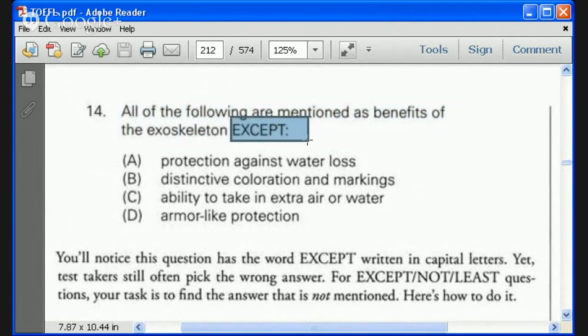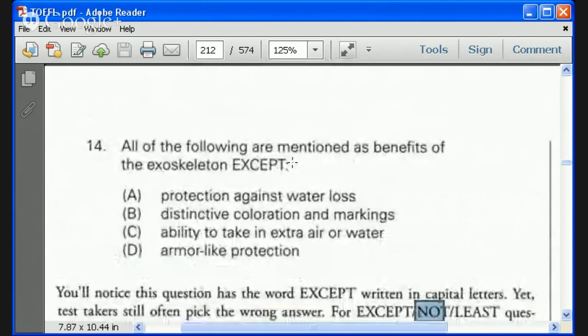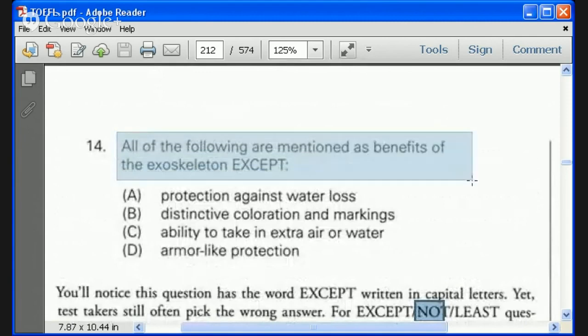Okay. By the way, the word except, you will note, is written in capital letters. It may be not or least. Your task is to find the answer that is not mentioned. So obviously, in order to do that, it's much easier to find things that are there than to find things that aren't there. Clearly. Okay. So what is the actual rephrasing of the question? What are they really looking for?